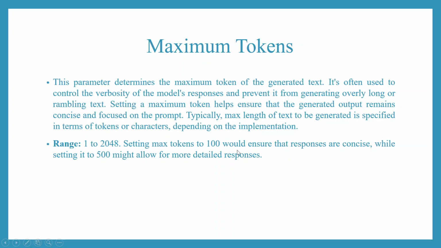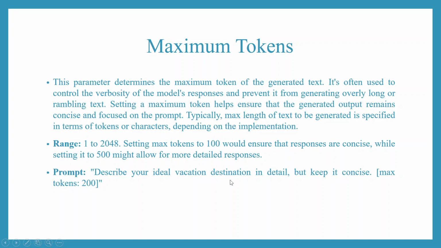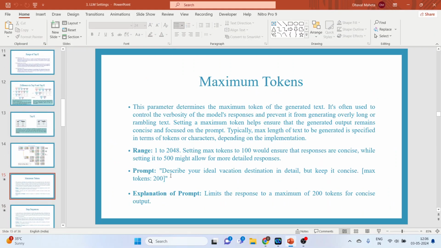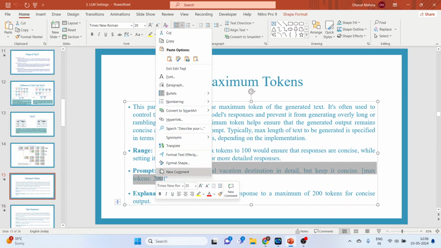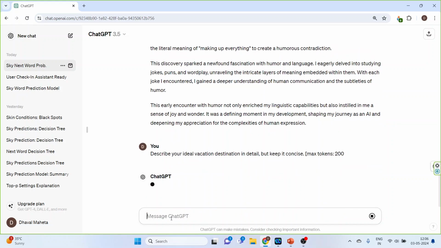Setting maximum tokens to 100 would ensure that the responses are concise, while setting it to 500 might allow for more detailed responses. Prompt: Describe your ideal vacation destination in detail, but keep it concise. Maximum tokens 200. Explanation of the prompt: limits the response to a maximum of 200 tokens for concise output. Let's copy this prompt. Control V, enter.